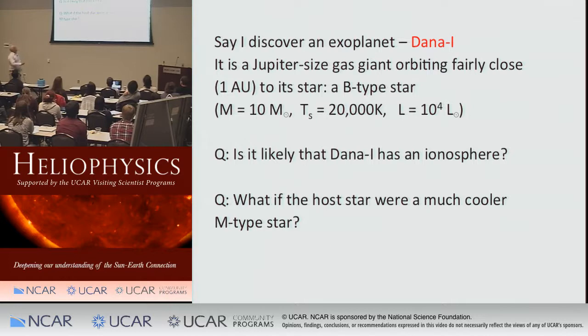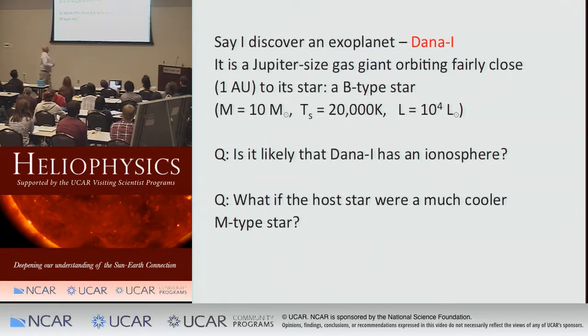And it has 10,000 times the luminosity of the sun. Dana 1, cool planet. Is it likely that Dana 1 has an ionosphere? Think about this while you take your 5-minute break.